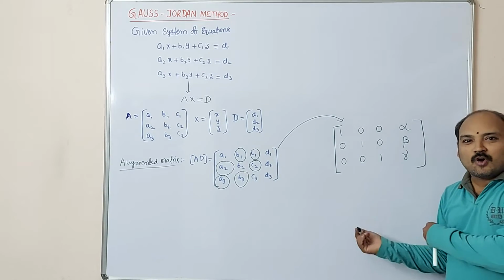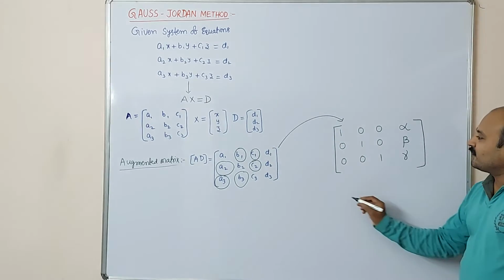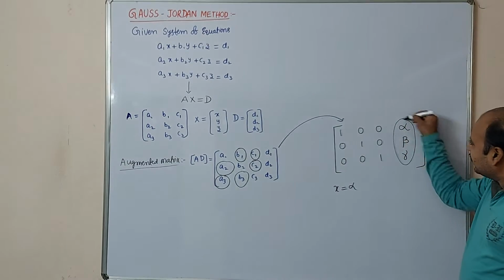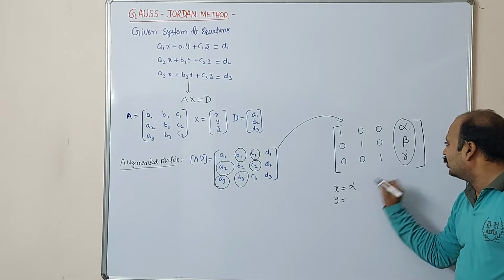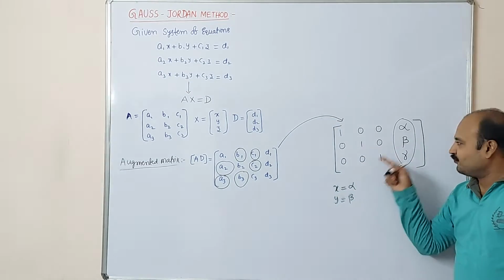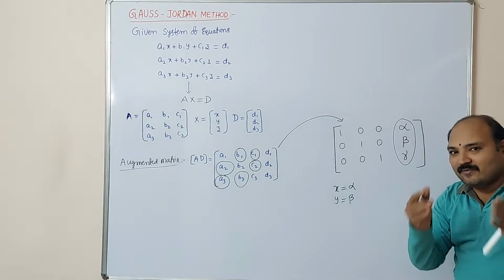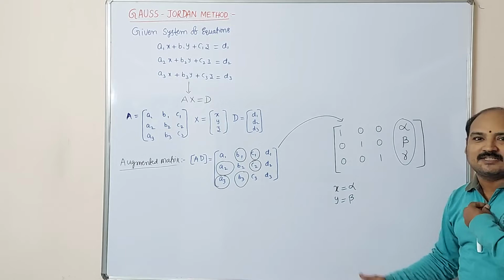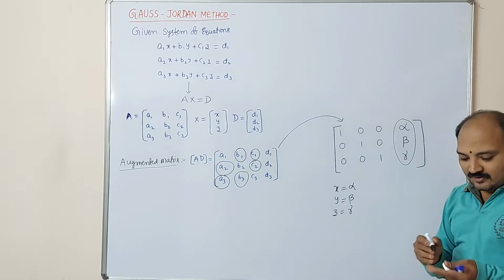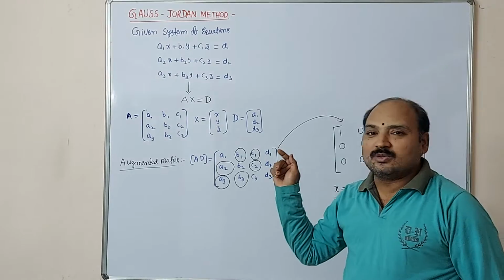This is called echelon form. After getting this matrix, small x equal to alpha. This is the solution matrix, dear students. Small y equal to beta, and z is equal to gamma. Whatever values we have here after these steps, you will get the solution of the given system of equations by using the Gauss-Jordan method. This is the procedure to calculate the solution.